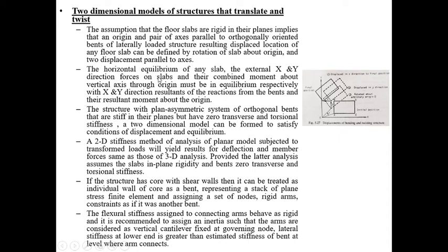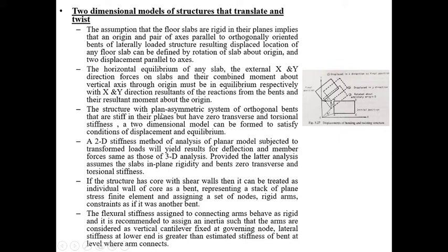So the horizontal equilibrium of any slab, that is the external x and y loads on the slabs and the combined moment about the vertical axis through this origin, must be in equilibrium with the capital X and capital Y resultants of the reactions from the bends and their resultant moments about the origin. So they should be in equilibrium. Whatever axis the displacements are along, the horizontal equilibrium should be satisfied.